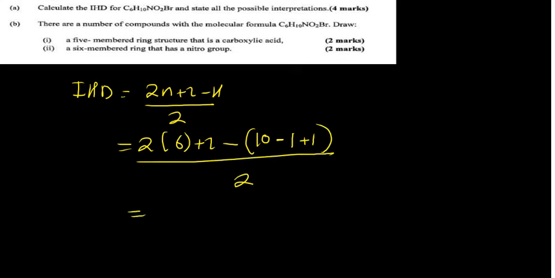So this is going to give us negative 1 plus 1, that will be a 0. So we only have a 10 there. 2 times 6, that is a 12, plus 2, 14. 14 minus 10, that is a 4. 4 divided by 2 is a 2.